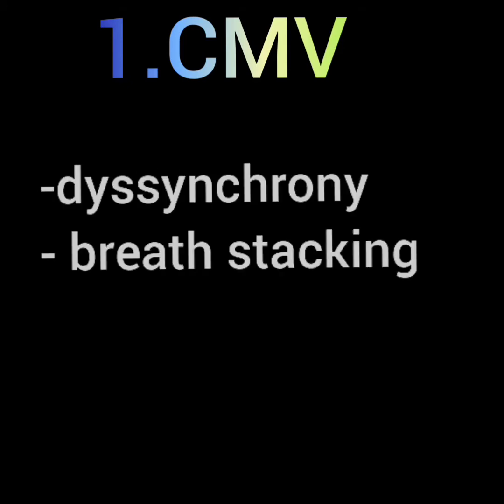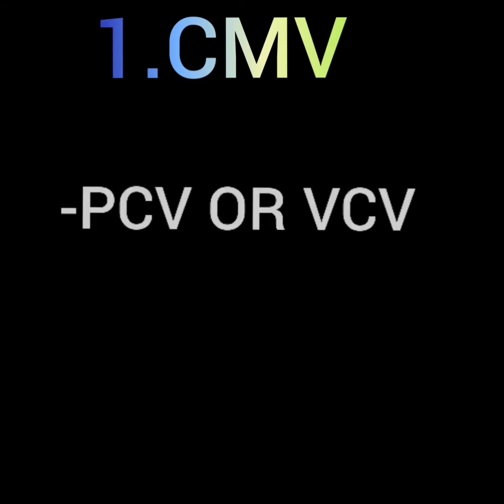If he breathes in between in this mode, there is a lot of dyssynchrony between ventilator and patient and breath stacking will occur. The patient will be confused as he will not have control over his respiration. It can be PCV or VCV. It can be pressure controlled or volume controlled.